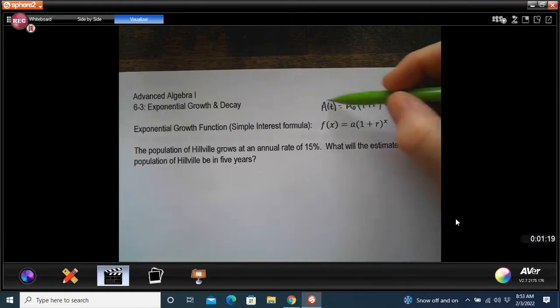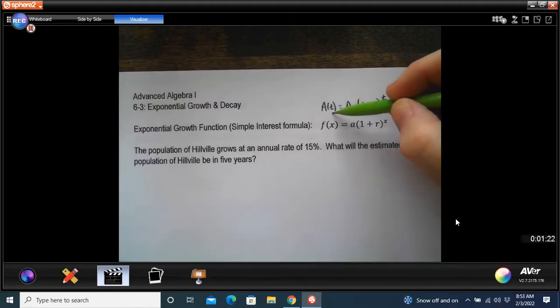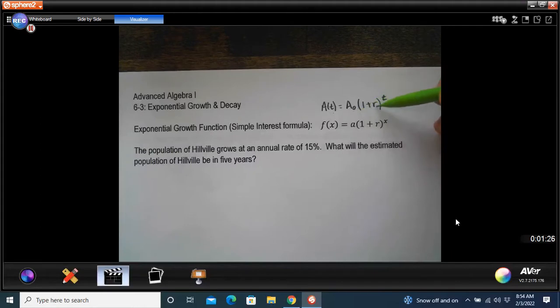And A of t is the amount of money with respect to time. A sub 0 is the initial amount. R is the rate at which it's invested, 6%, 8%, or the rate that it's growing, and t is time.